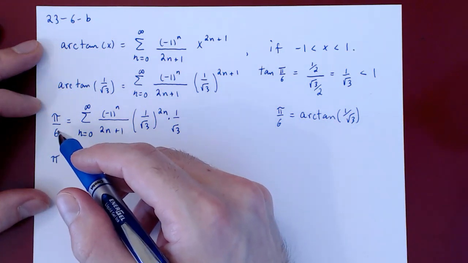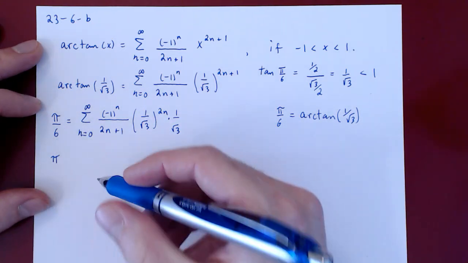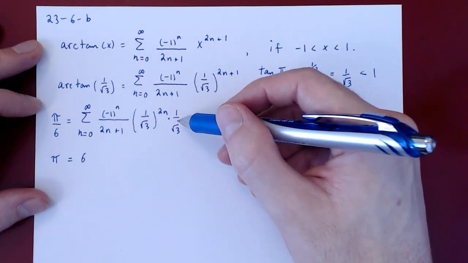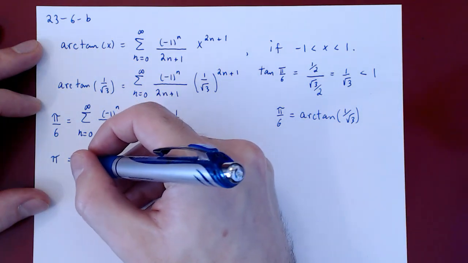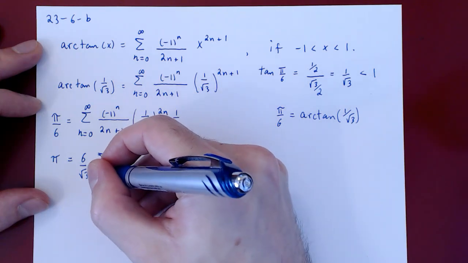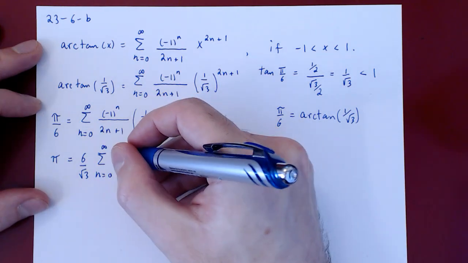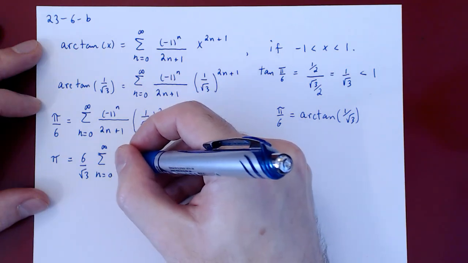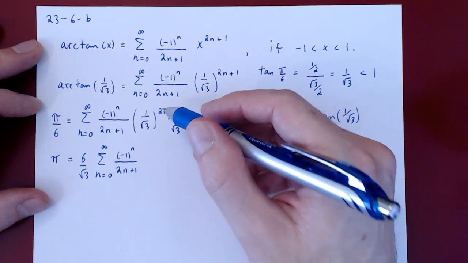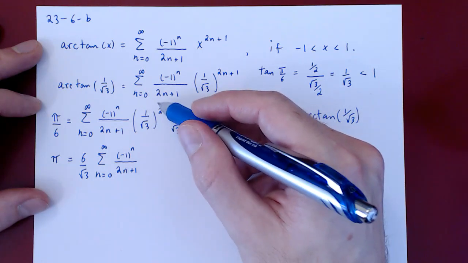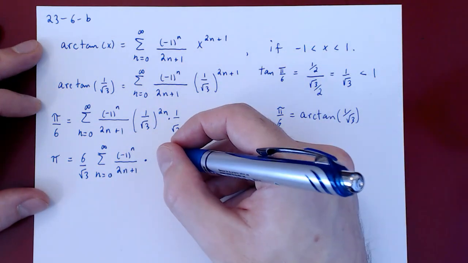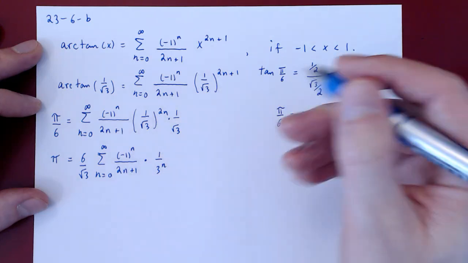Now in the following step, I will multiply each side of the equality by 6. I will also factor this constant multiple outside of the summation, so we have a 6 over √3. And if we split the exponents here, this is 1 over √3 squared, which is 1 over 3 to the n. 1 to the n is 1, so we have a leftover of 1 over 3 to the n.